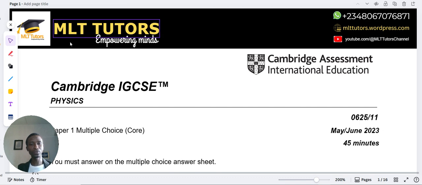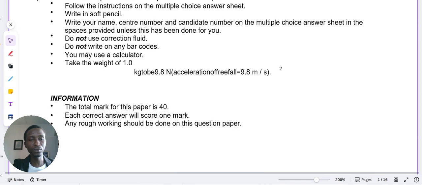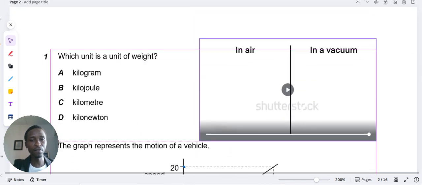Today's session will focus on Cambridge IGCSE past questions, precisely Physics, May June 2023. Without wasting time, let's quickly dive into details. And we have the first question.